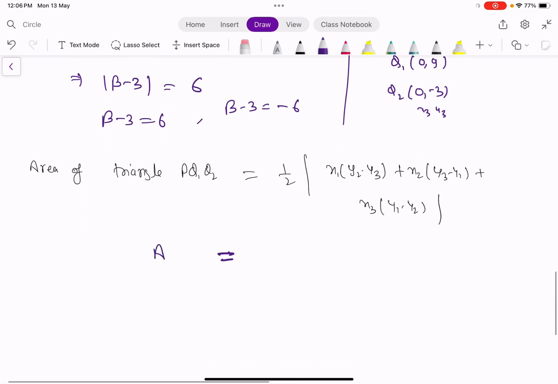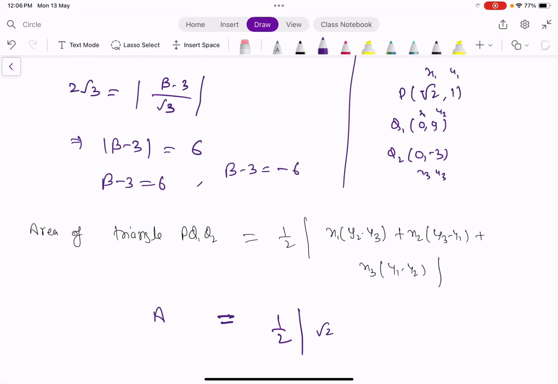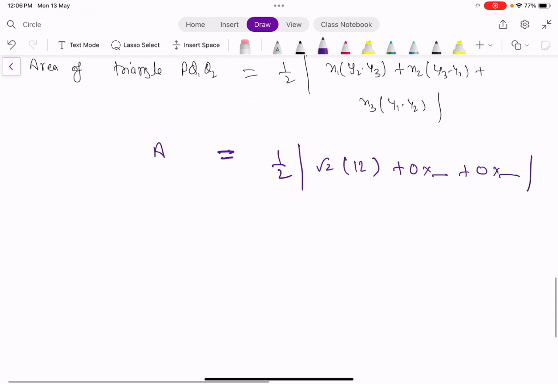So the area will be what? 1 by 2 modulus. What is the value of x1 we have now? Root 2. Y2 minus y3 means 9 minus minus 3, that will be 12. Plus x2, which we have been given as 0, so 0 into any number will be 0. And plus x3, that is 0 into any number, again 0 here. So the area will be nothing but 1 by 2 into root 2 into 12. That's it. So the area we got is 6 root 2.